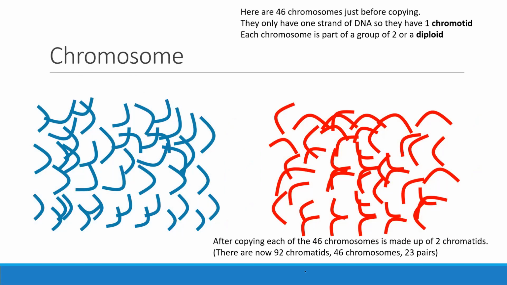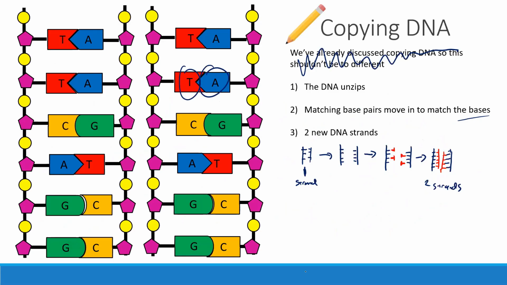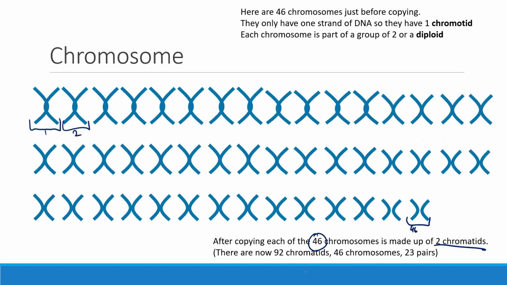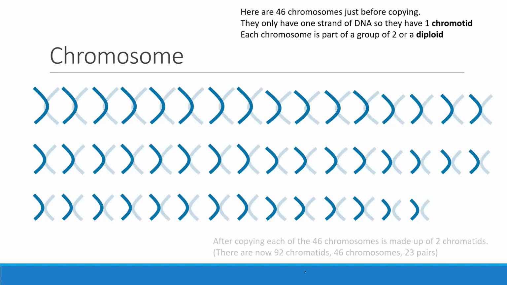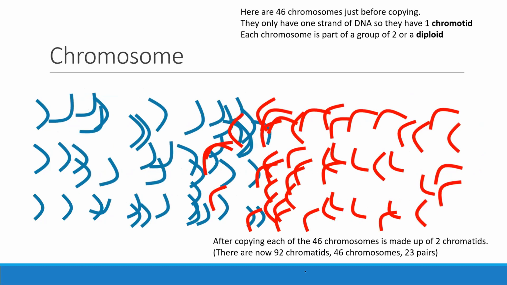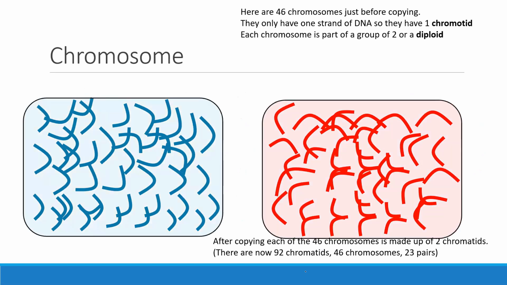Let's go through this one more time. We start with all 46 chromosomes. We then double them to get to 92 chromatids. And then we split the 92 chromatids in half and half, each getting one copy of each chromosome. One copy of chromosome 1, one copy of chromosome 2. And that makes 2 new cells.